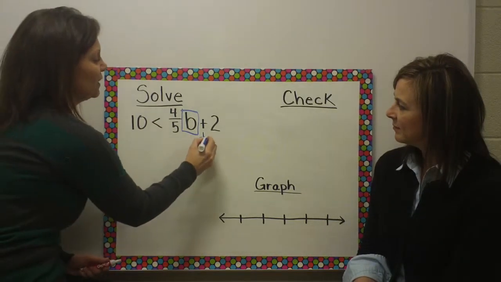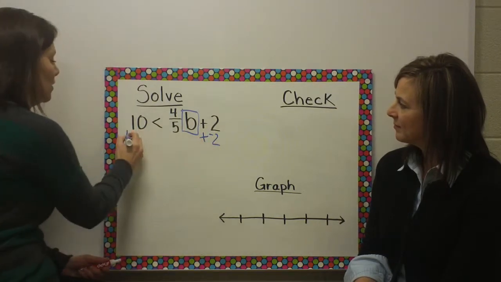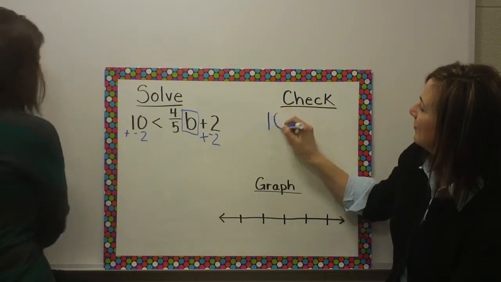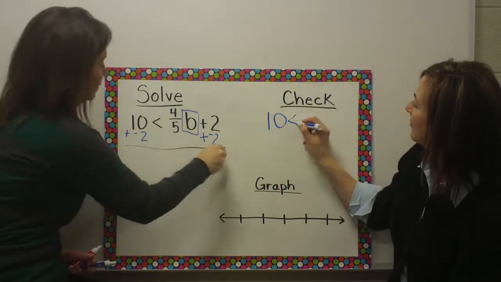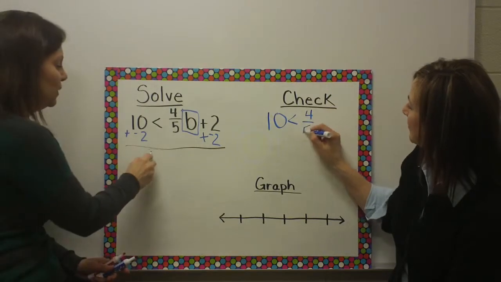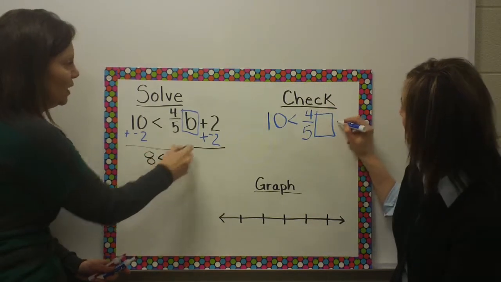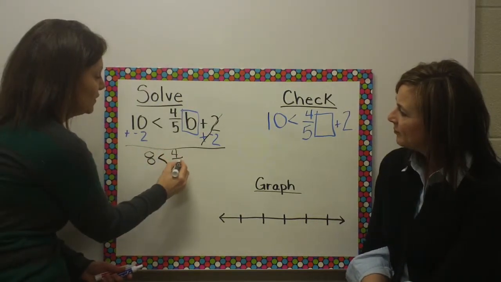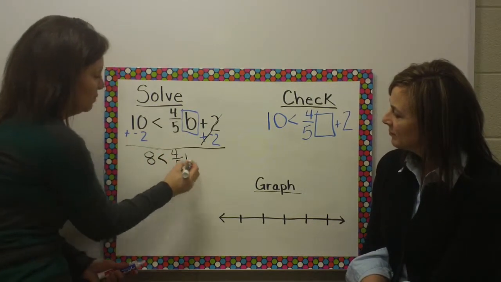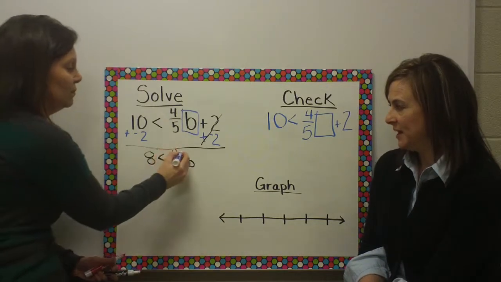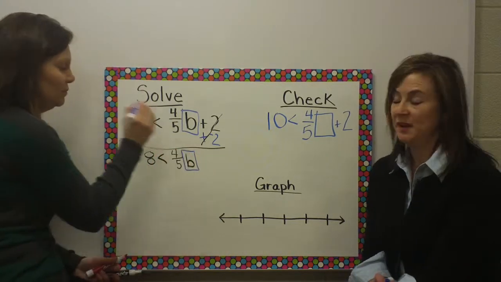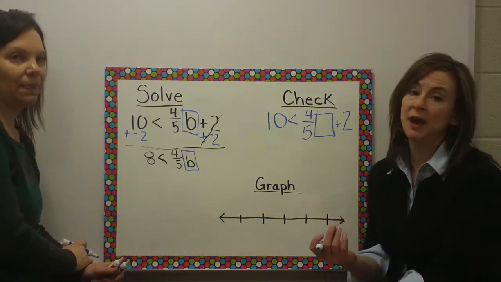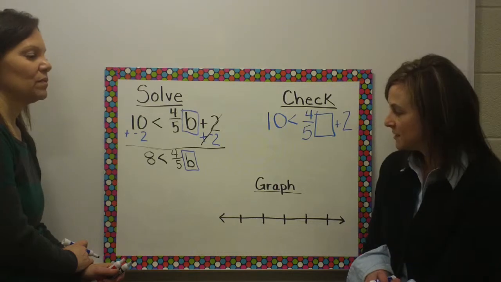Adding the opposite is negative 2, and on the other side, I will also add negative 2. So 10 plus negative 2 is 8. Opposites are eliminated. I am left with 4/5 times b. All right, so we have to get rid of that 4/5. And since we know that 4/5 times b, to undo that, we're going to multiply by the reciprocal.